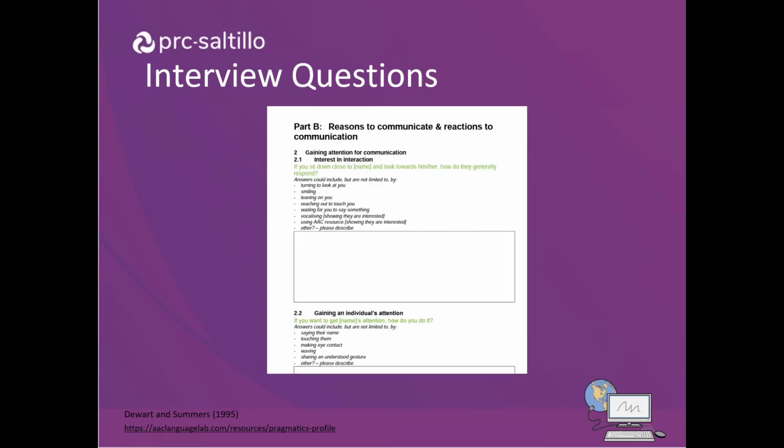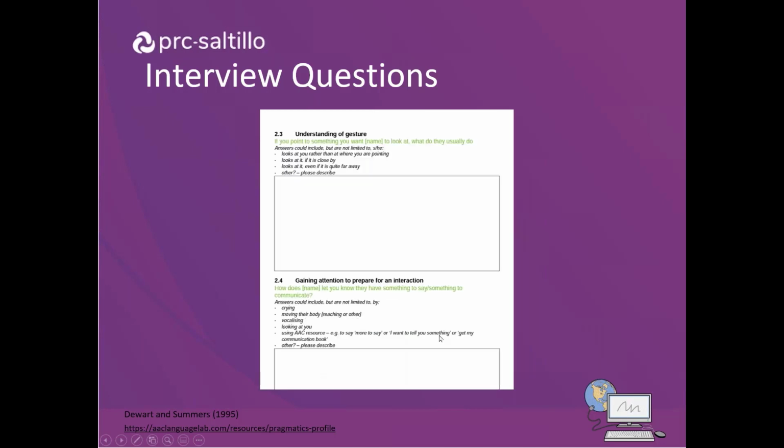Part B, again just as an example, is reasons to communicate and the reactions to communication. So how do they gain attention? If you sat down close to them and looked towards them, how do they generally respond? SLPs can probably relate to doing the PLS and saying their name and seeing how they respond, those kinds of things. And again, possible answers. If you want to get their attention, how do you do it? Understanding gestures: if you point at something that you want them to look at, do they look to it? How do they let you know that they have something to say or something to tell you?